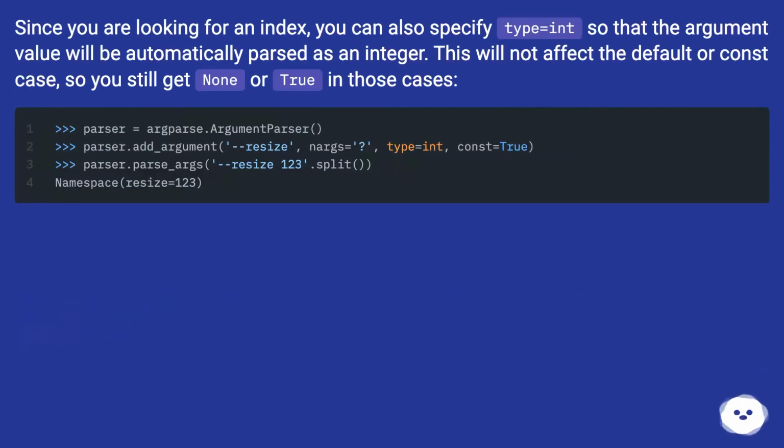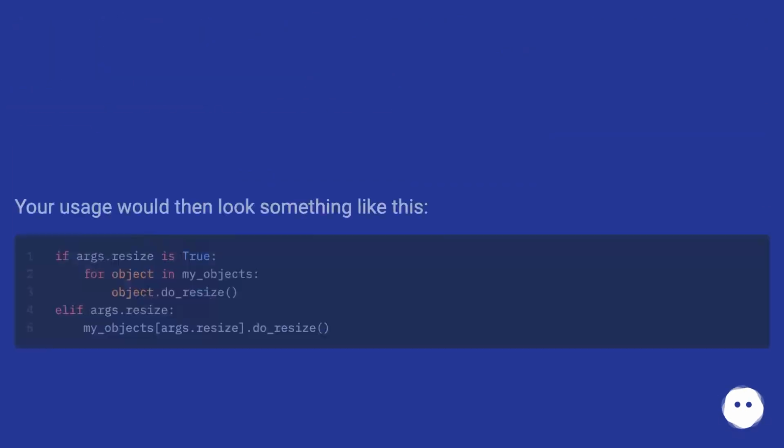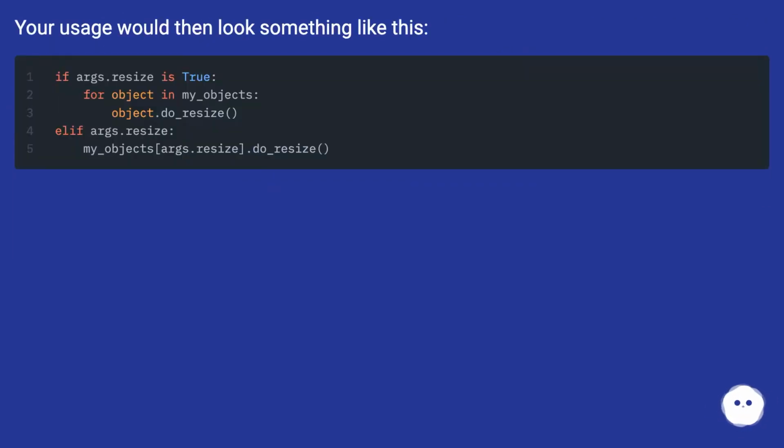Since you are looking for an index, you can also specify type equals int so that the argument value will be automatically passed as an integer. This will not affect the default or const case, so you still get None or True in those cases. Your usage would then look something like this.